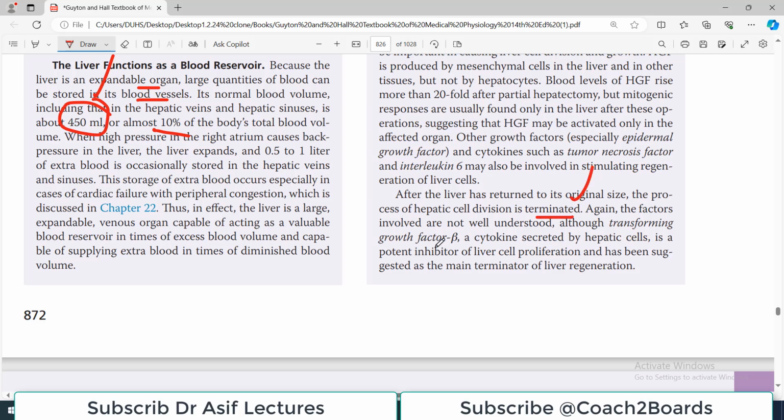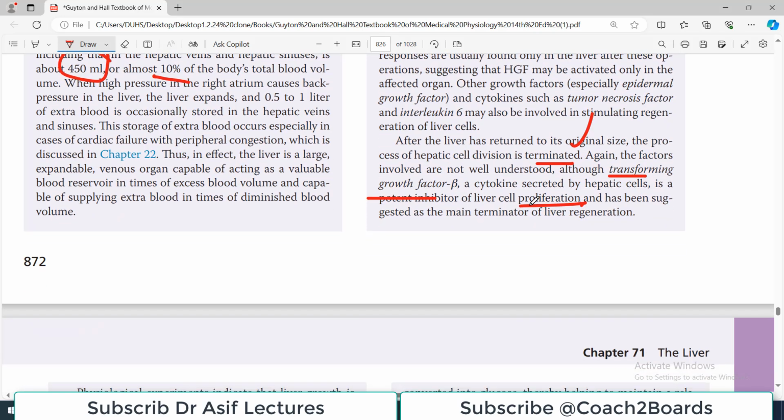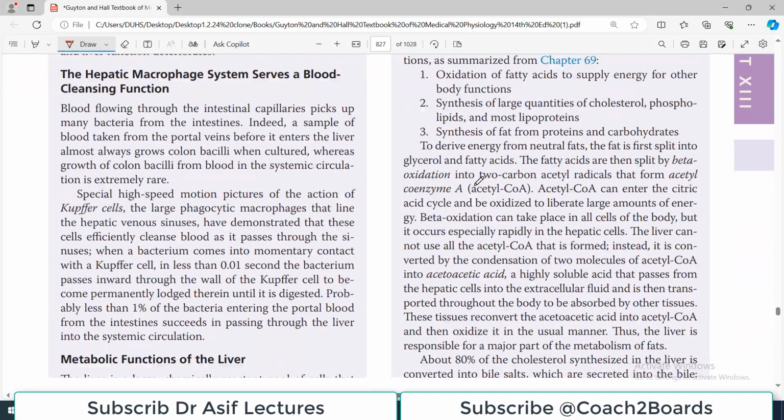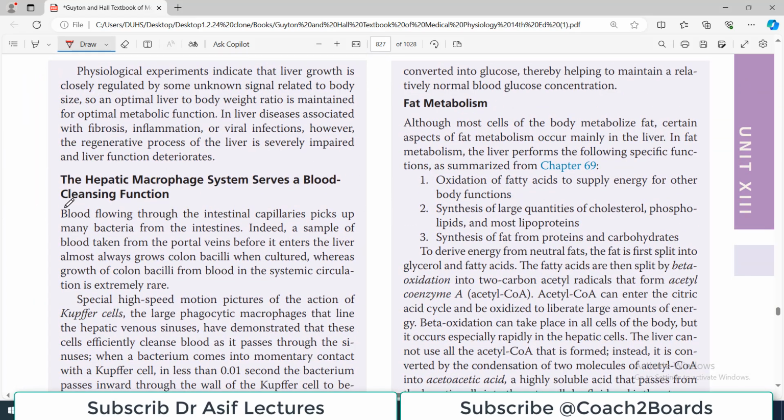Again, the factors involved are not very well understood, although TGF-beta, transforming growth factor beta, which is also secreted by the hepatic cells, is a potent inhibitor of proliferation. So it is believed that when the cells are regenerating, there is increased production of hepatocyte growth factor, and once the original size or near original size is attained, there is increased expression of transforming growth factor beta. It stops regeneration, okay?